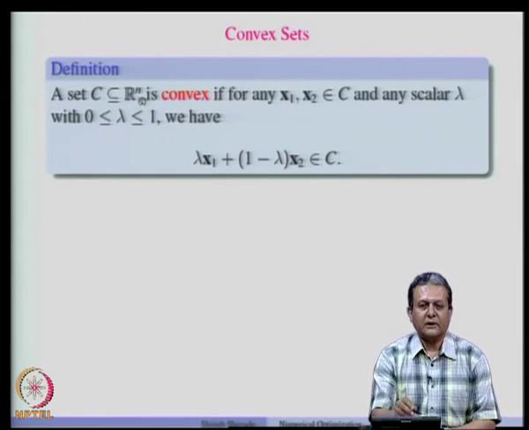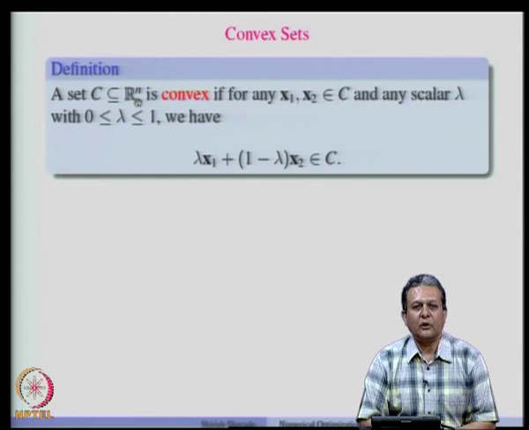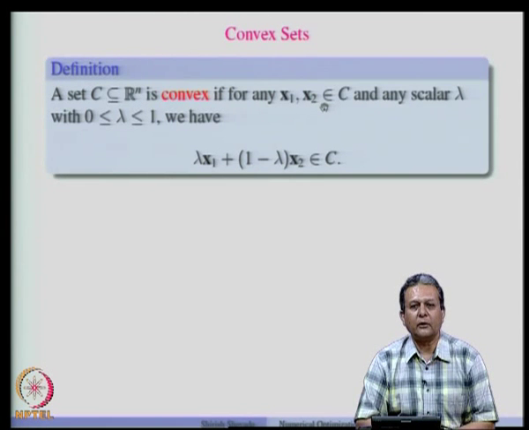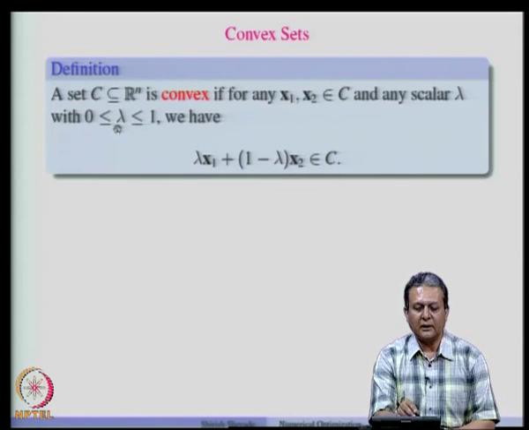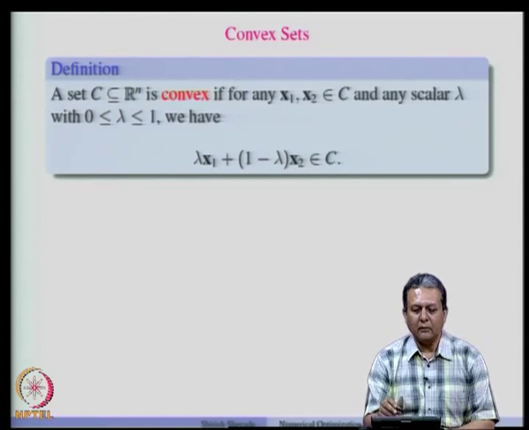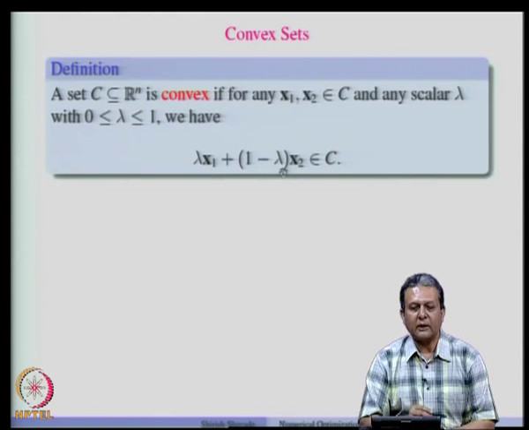Now, a set C which is a subset of Rn is said to be convex if you take any 2 points x1 and x2 belonging to that set and a scalar lambda such that 0 less than or equal to lambda less than or equal to 1. So, lambda lies in the closed interval 0 to 1. Then we have lambda x1 plus 1 minus lambda x2 which belongs to C.